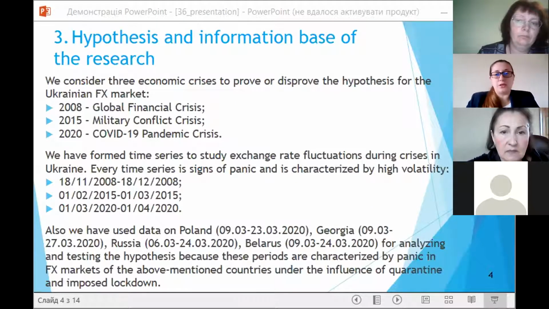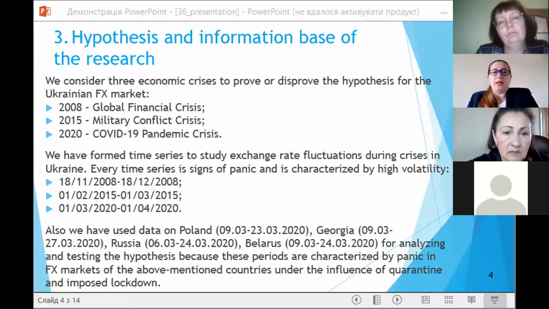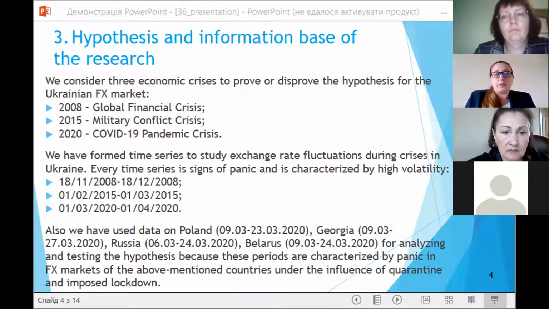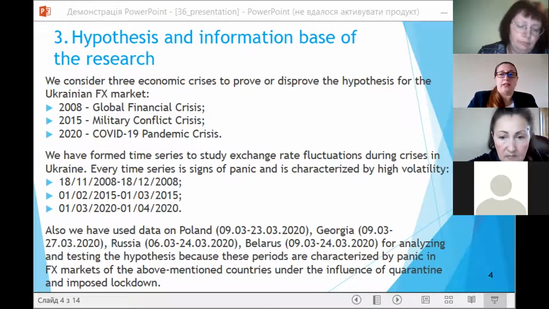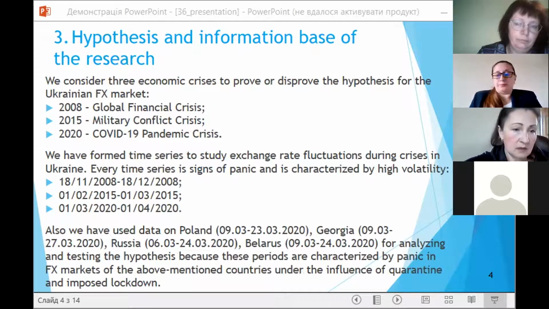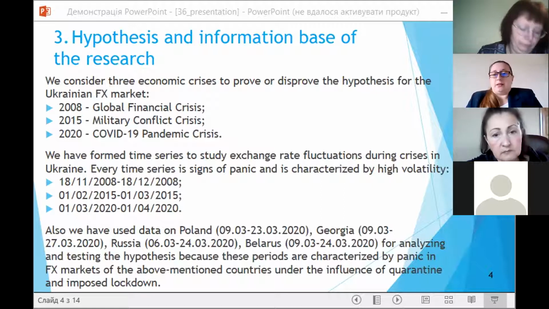Making our research, we have formed the hypothesis that the financial crisis and shocks in the FX market, which manifest themselves due to significant exchange rate fluctuation, accompany all economic crises, regardless of the primary factors that cause them. To prove this hypothesis, we have formed a few time series.